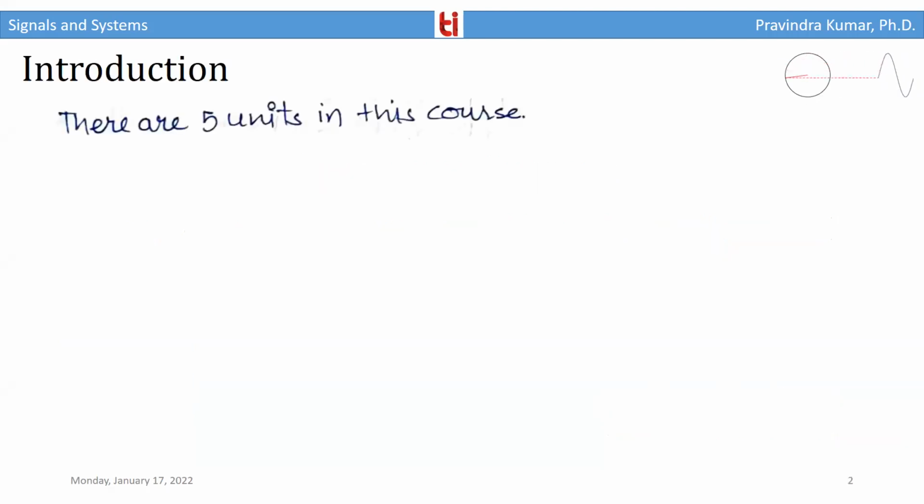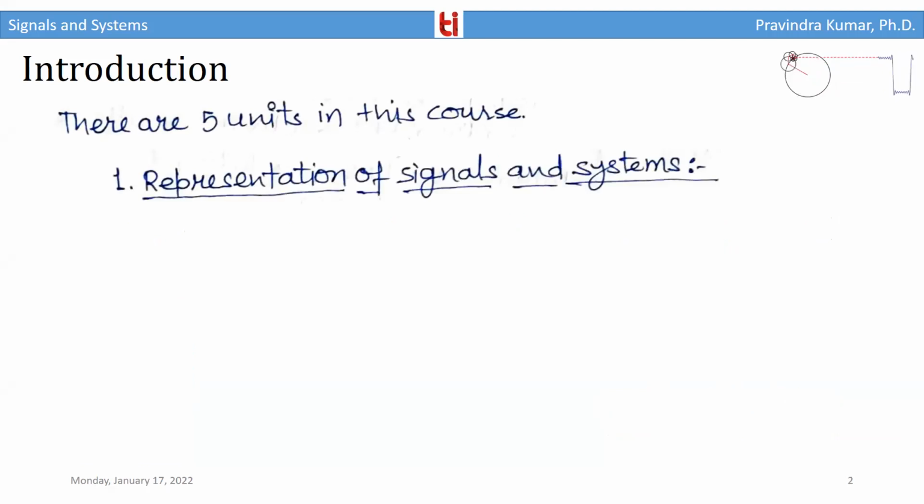Now, in this lecture, there are 5 units in this course. In the first unit, the representation of signals and systems, we will discuss different kinds of signals, continuous time signals, discrete time signals, and also the different types of systems, energy and power signals, the modeling concepts of systems, linear time invariant system, LTI system, the representation of signals in terms of impulse, discrete time LTI system, continuous time LTI system, properties of LTI systems. We will also discuss sampling and quantization. We will discuss all these in the first unit.